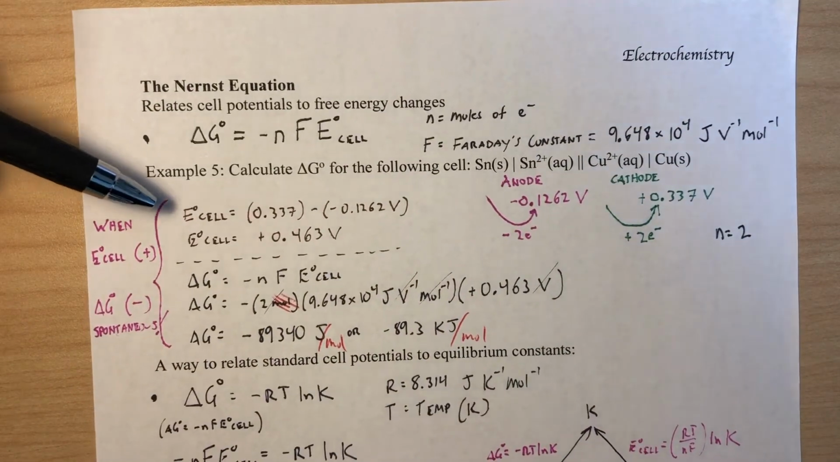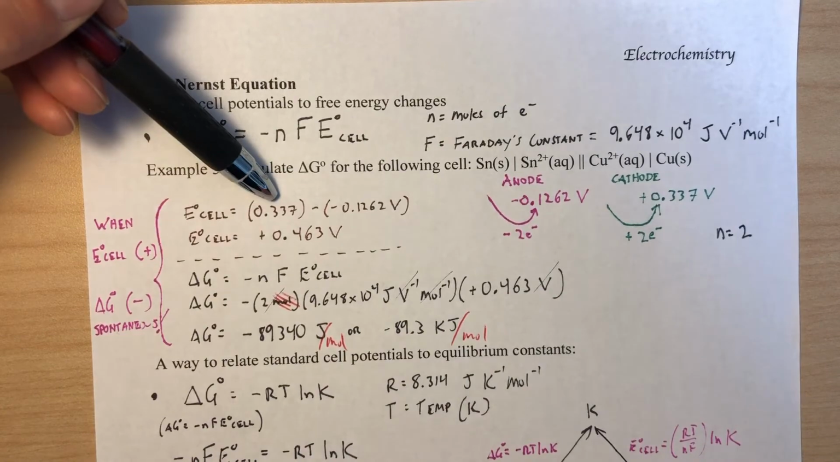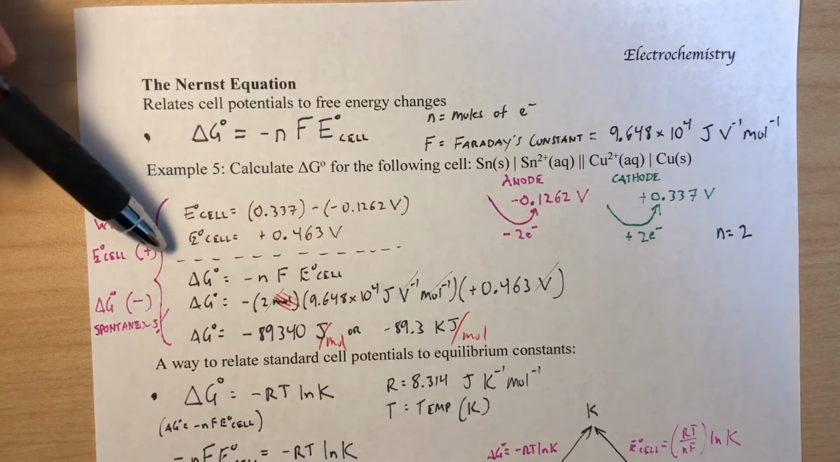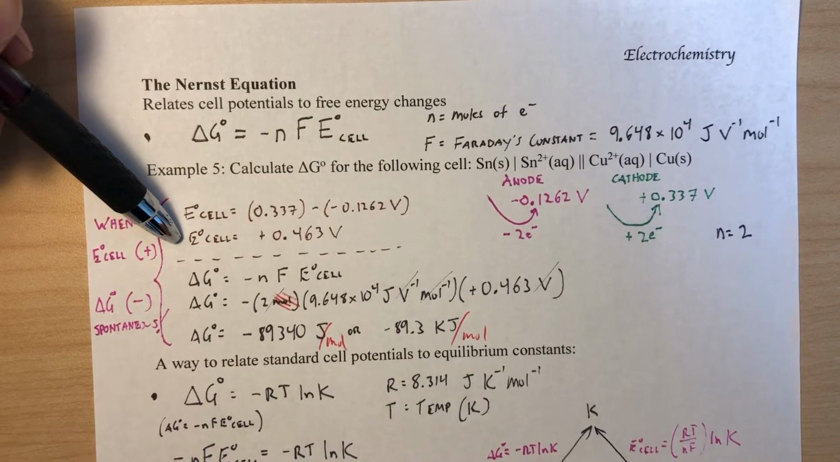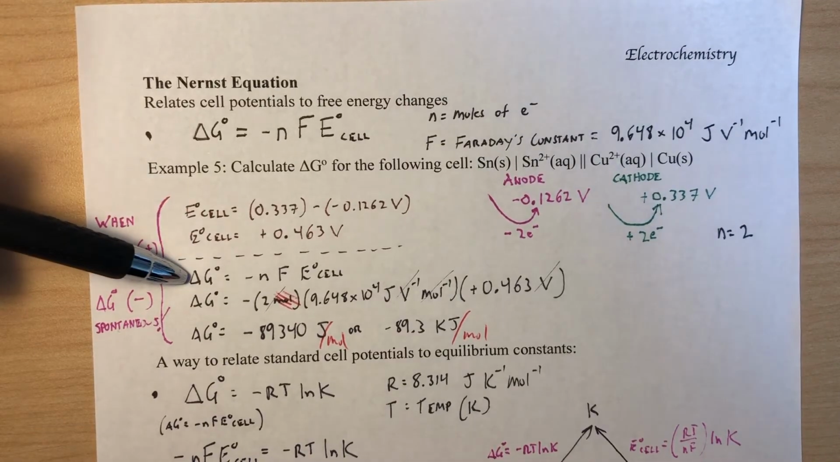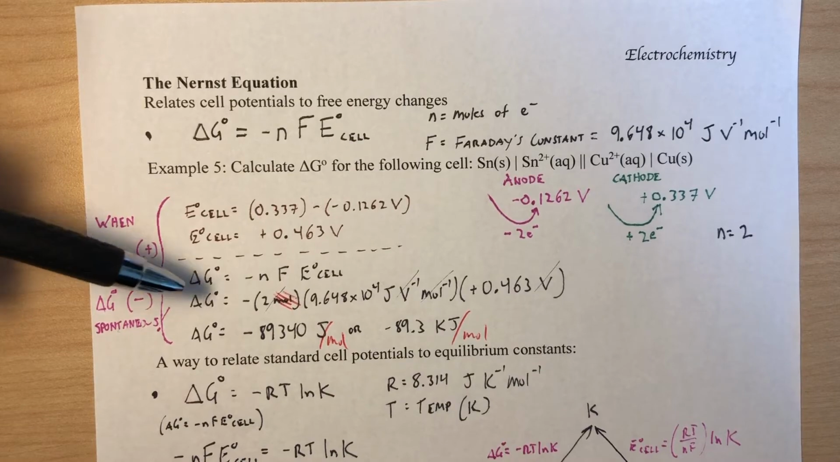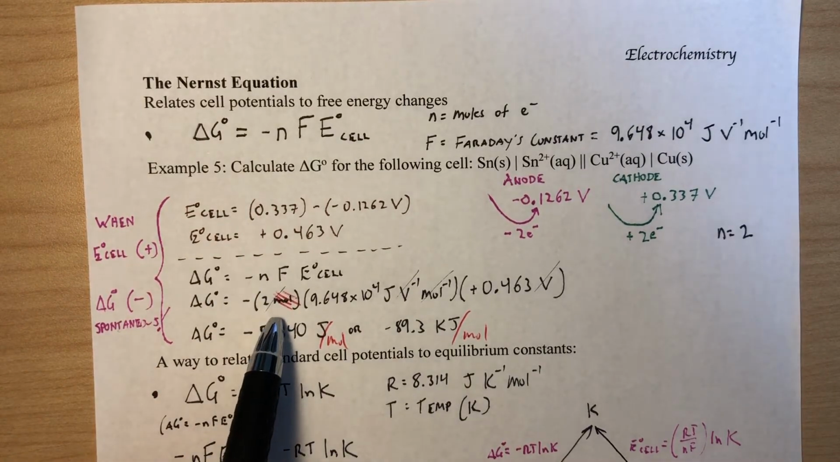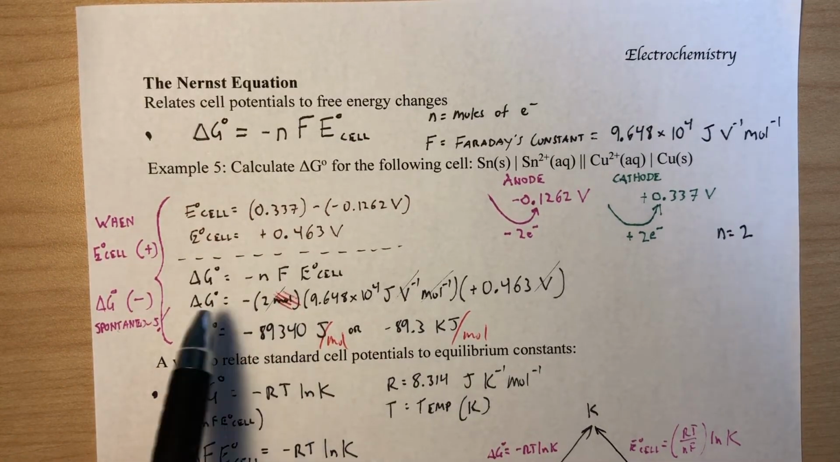So let's use all of this information. We have our E cell, which is equal to cathode minus anode, and for this reaction is positive 0.463 volts. We can then use our delta G equation, which is equal to negative N times F times E cell, which is equal to negative 2. There's a typo here. That mole should not be there.